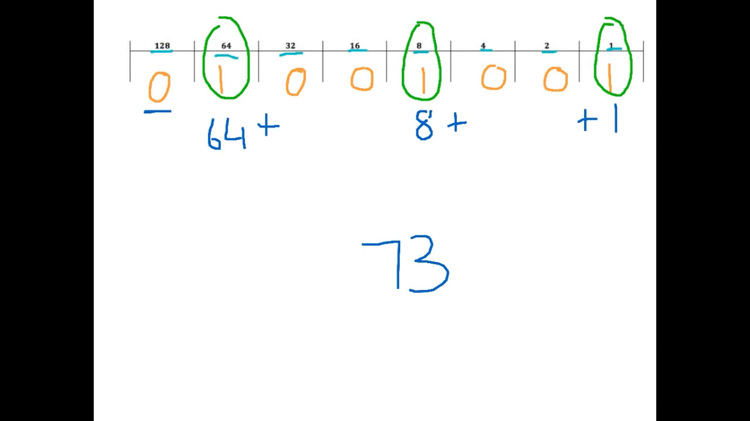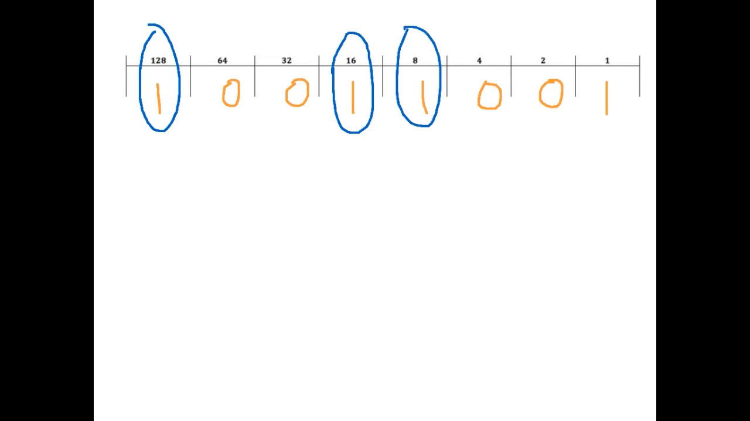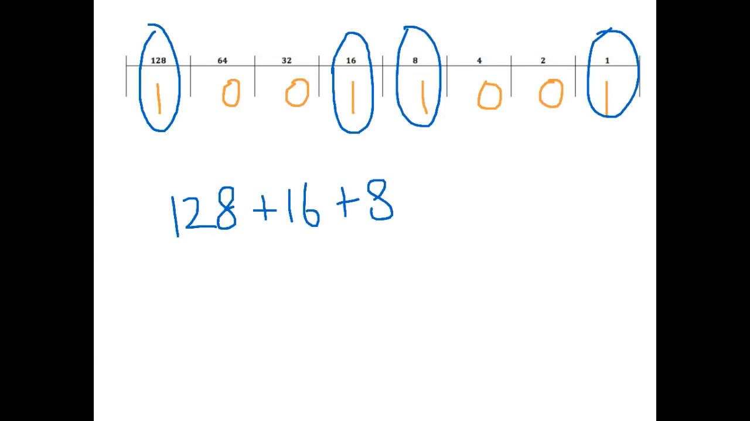Let's try converting another number. Okay, let's convert 10011001. Okay, so which numbers do I have? I've got a 128, a 16, an 8, and a 1. So 128 plus 16 plus 8 plus 1 is equal to 153.